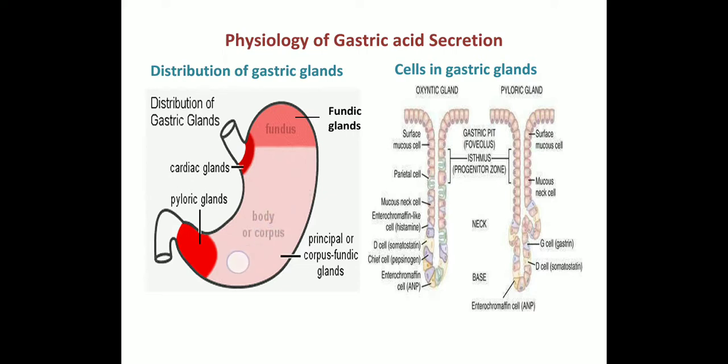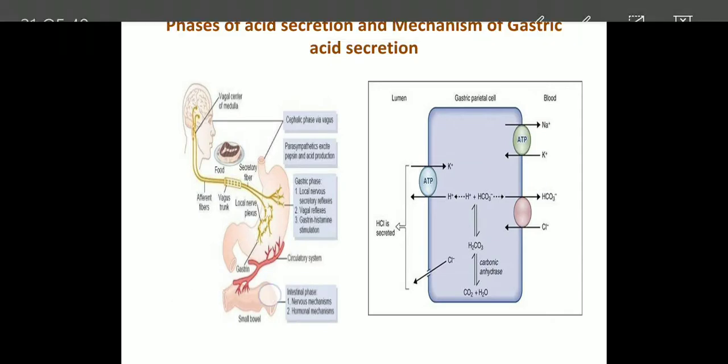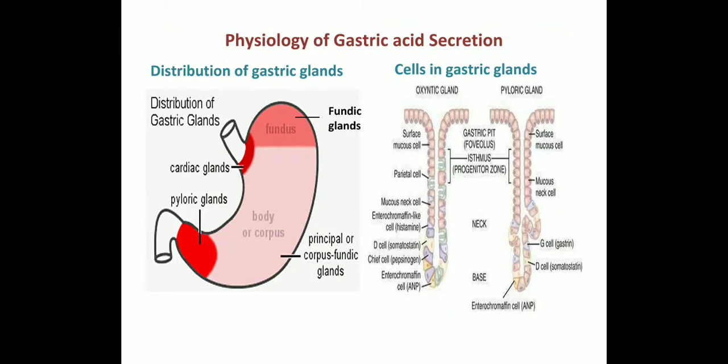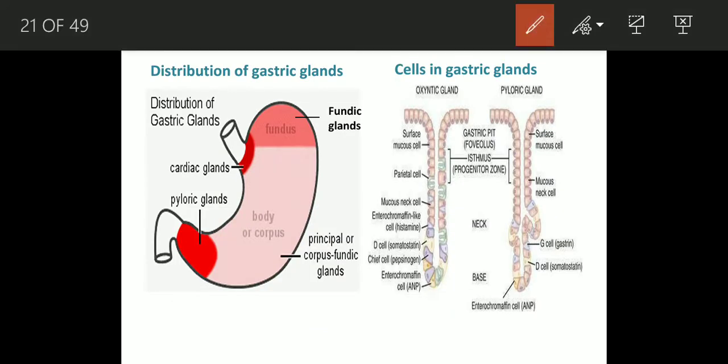So this is the body, and next one is pylorus. All this is pylorus. So if you see this, this is the pylorus, and if you see, different gastric glands are distributed throughout the stomach.